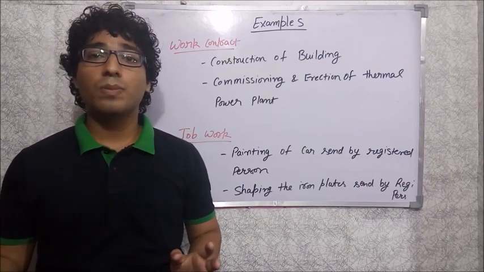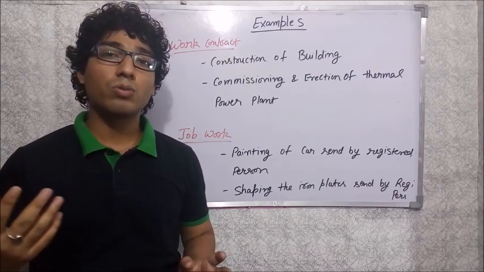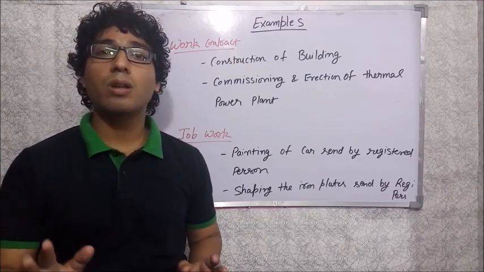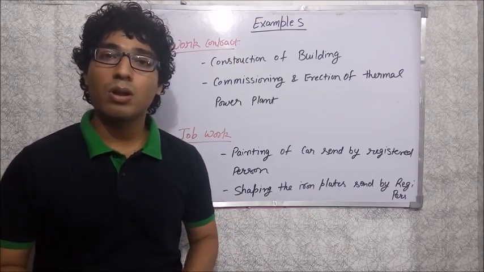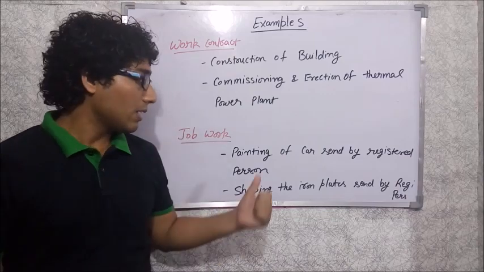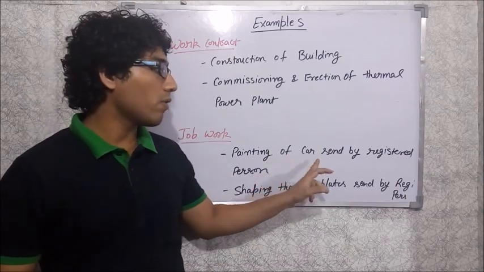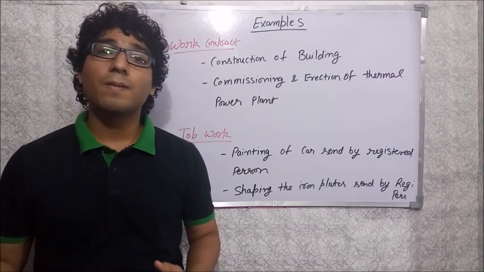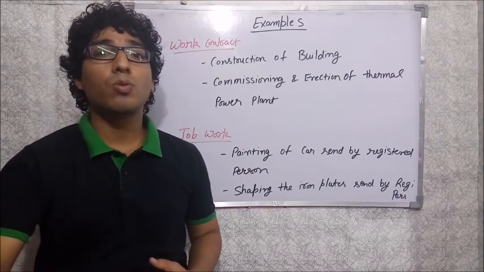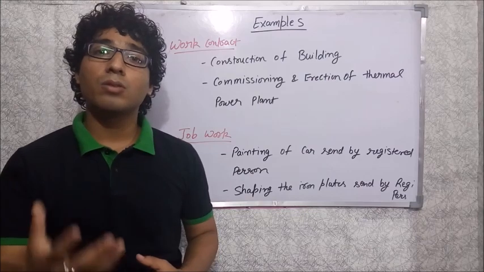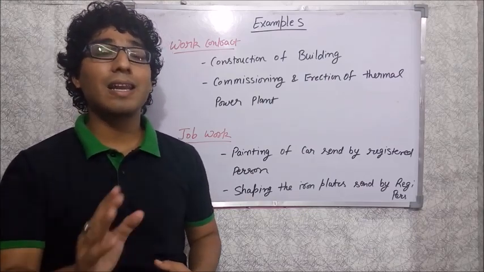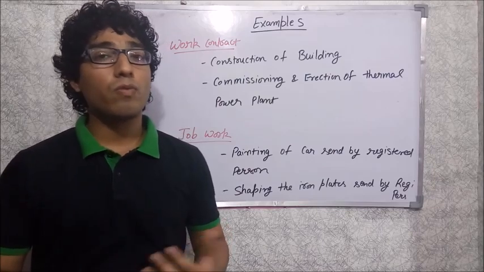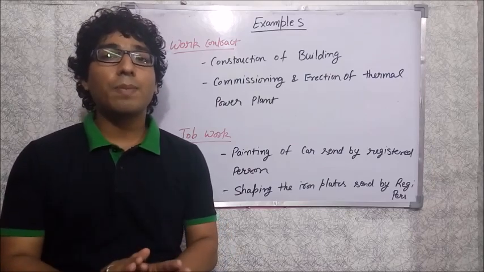So the other person should be a registered person when he sends out the goods to a person, and when that person performs the treatment or process on those goods, that will be called job work. The example would be painting of a car sent by a registered person. So when a registered person sends the car to some person to perform the painting on it, the painting would be treated as a treatment or process, which is defined under job work.